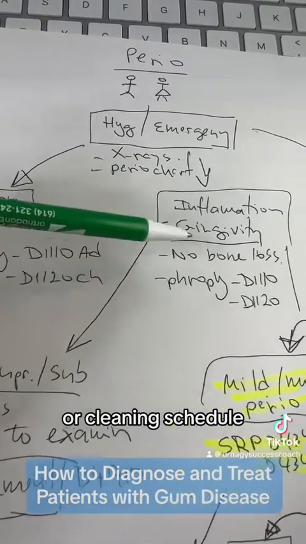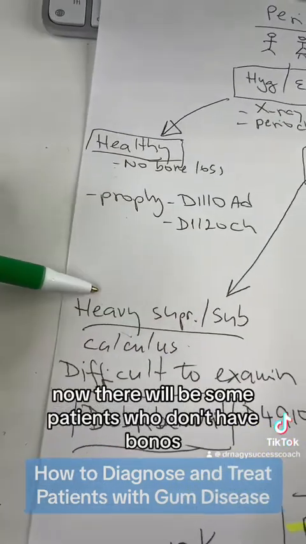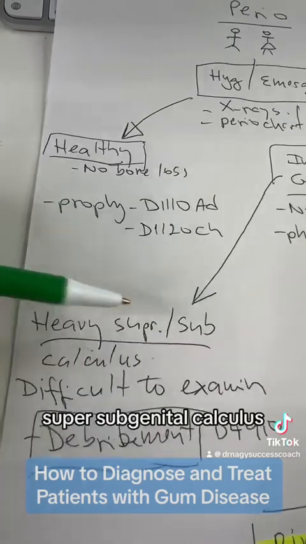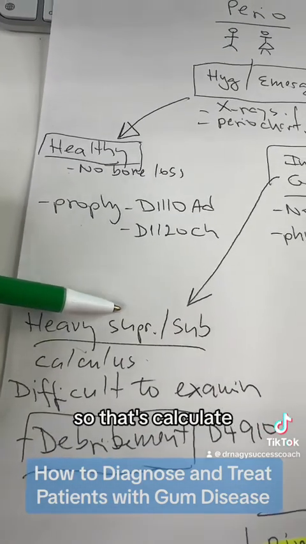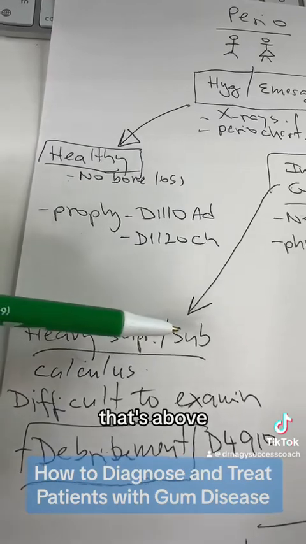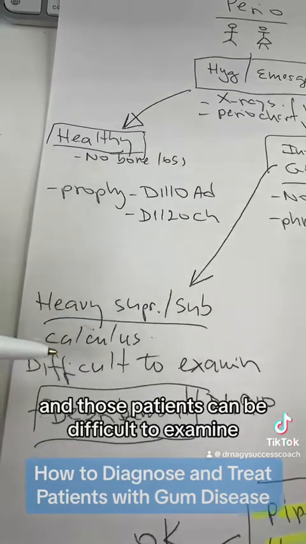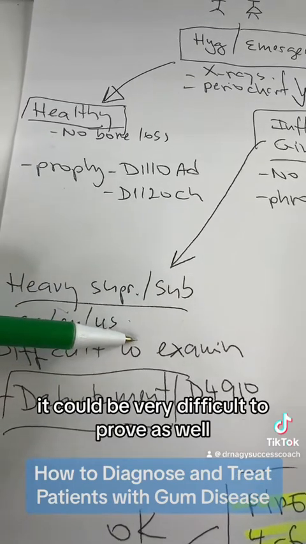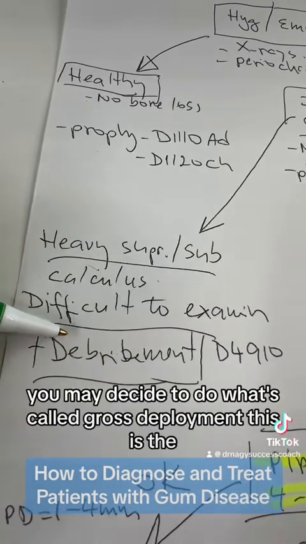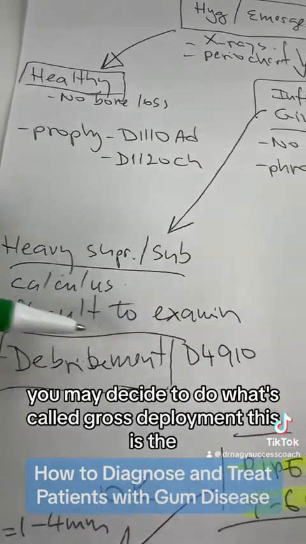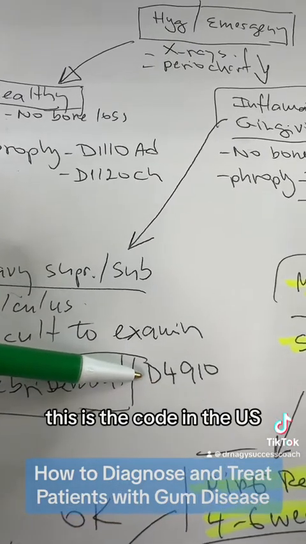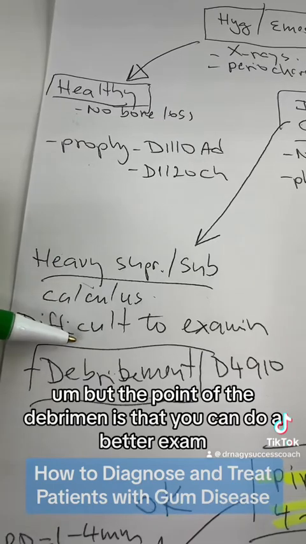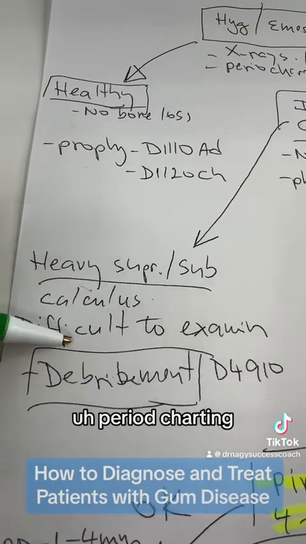Now, there will be some patients who don't have bone loss, but they have very heavy supragingival or subgingival calculus. That's calculus that's above or below the gum line, and those patients can be difficult to examine. It can be very difficult to probe as well. So for those patients, you may decide to do what's called gross debridement. This is the code in the U.S. But the point of the debridement is that you can do a better exam and better perio charting.